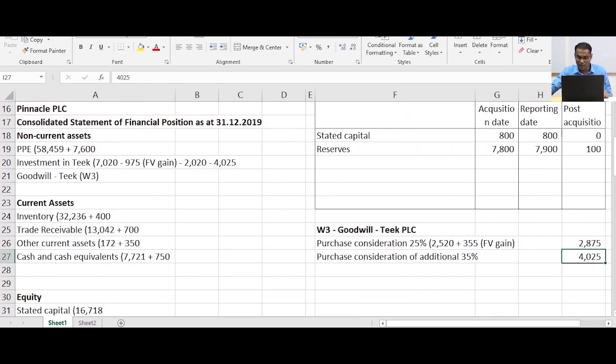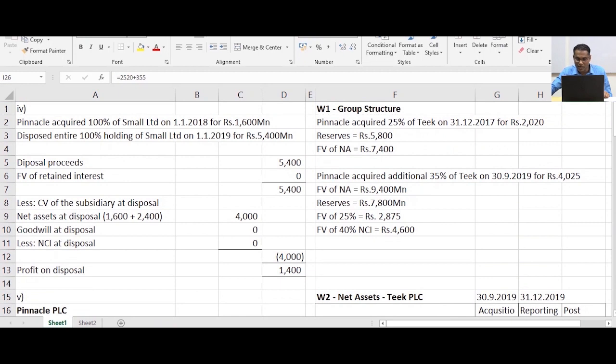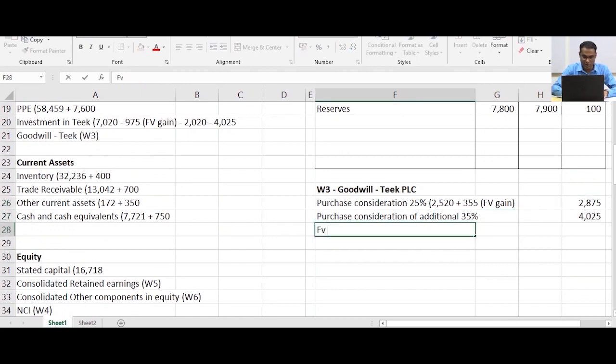Now 25% and 35% is the parent's holding of 60% in the subsidiary. Then 40% of the subsidiary is held by whom? Non-controlling interest. So what is the fair value of this 40% NCI at the date of acquisition, 30th September 2019? 4600. That also I need to take into the goodwill calculation. I am taking that figure here, fair value of NCI at acquisition.